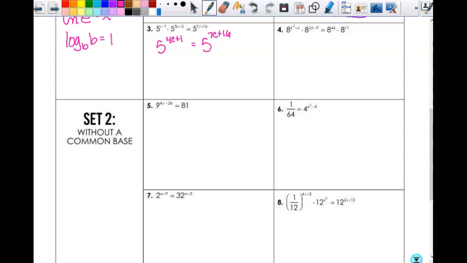Now I have a single base on each side. They are the same. Now I get to pull them out of the exponents, and I get 4c plus 1 equals 7c plus 16. So c equals negative 5. What questions do you have? All right, y'all work on number 4.